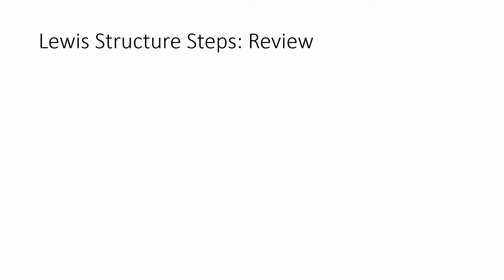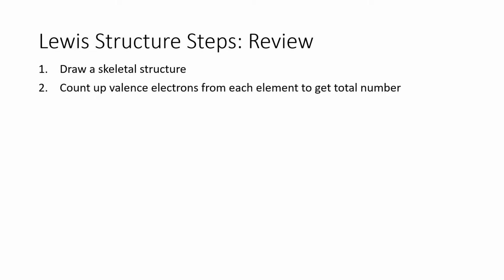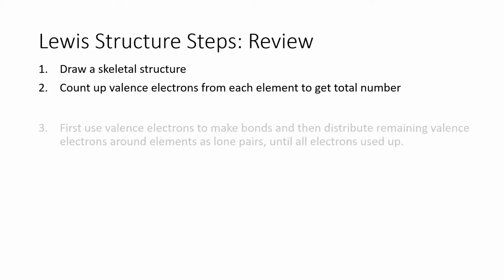The purpose of this little video here is to go over the steps that you need to complete in order to develop a valid Lewis structure. So the first thing that you want to do is draw a skeletal structure of whatever your compound is. The second thing you want to do is count up all the valence electrons from each element within that compound to get a total number of valence electrons.